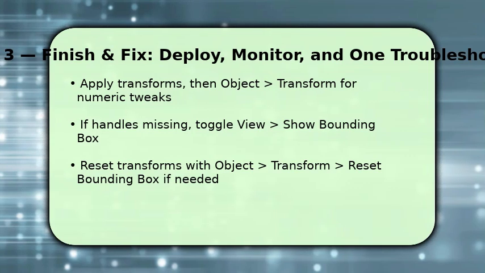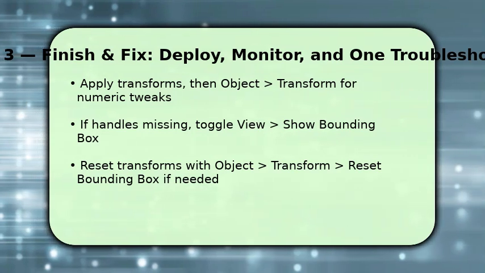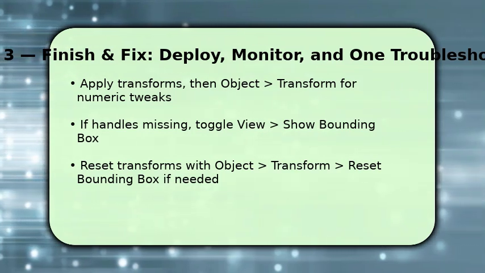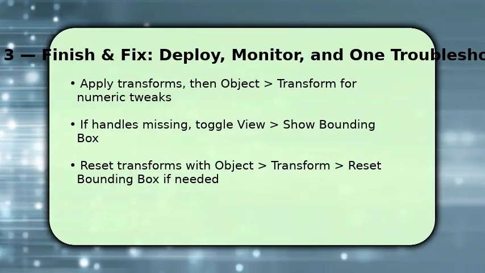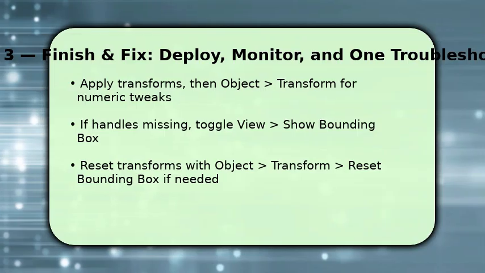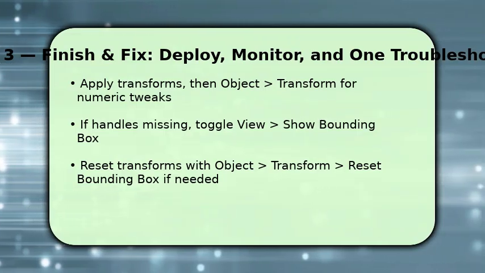To finish, apply your visual edits, and if you need exact numbers, open Object Transform and enter values. This combines visual control with numeric precision. If at any point the handles disappear, check View and enable Show Bounding Box.